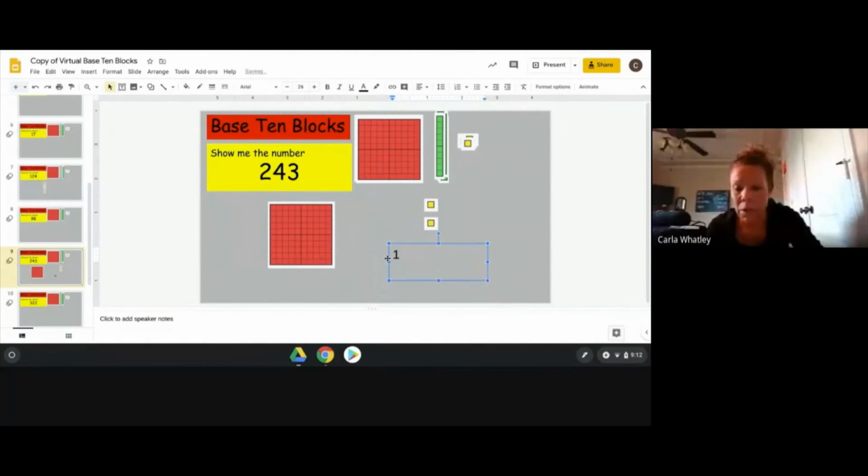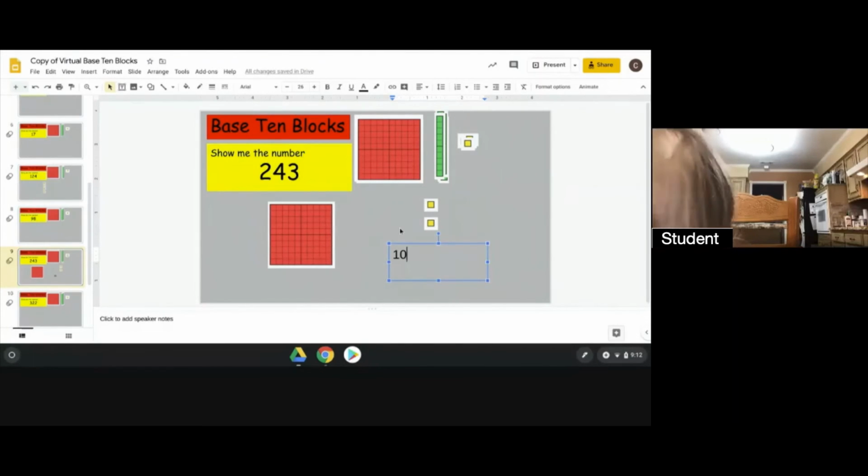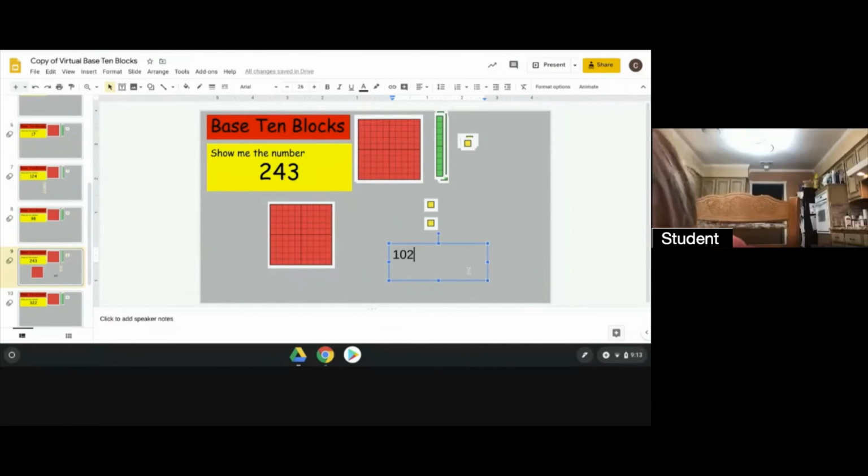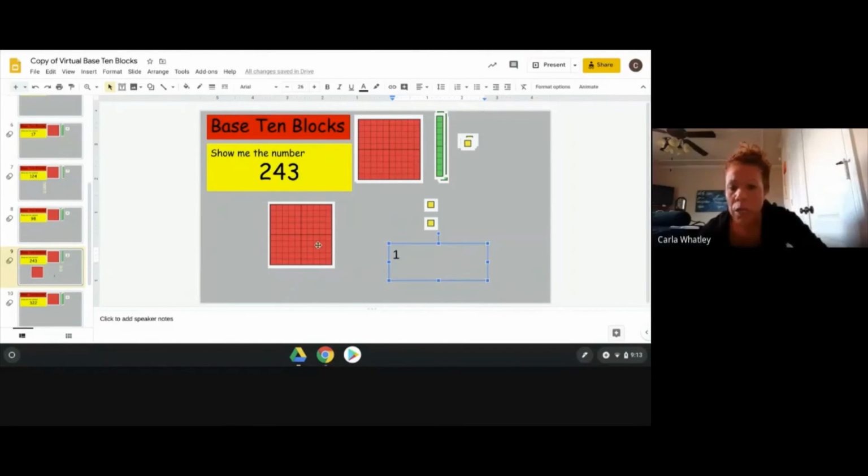We have to put a zero because how many tens do we have? Zero. So we have to let them know that there's zero tens, and then we have two ones. Now it's 102, isn't it? If we just put one 100 and two ones, that doesn't make 102, does it? So that's why we have to tell them that there's zero tens, two ones.